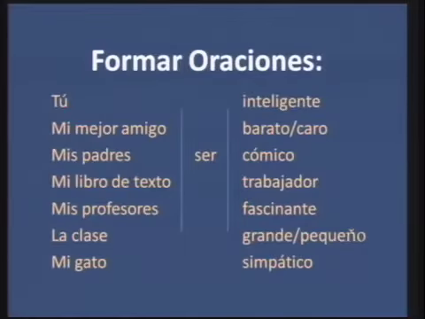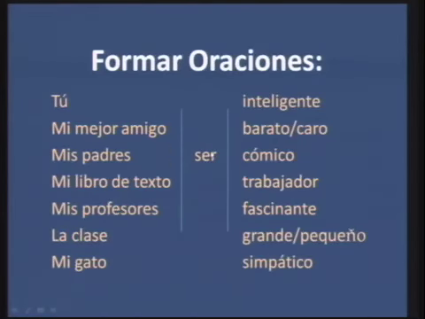Okay, now I'm going to ask you to create sentences using different components. What you're going to do is you're going to take one of the subjects from the left-hand column. Let's go through them really quick. Tú is you. Mi mejor amigo, my best friend. Mis padres, my parents. Mi libro de texto, my textbook. Mis profesores, my teachers. La clase, the class. Mi gato, my cat. Then you use the correct form of the verb ser.